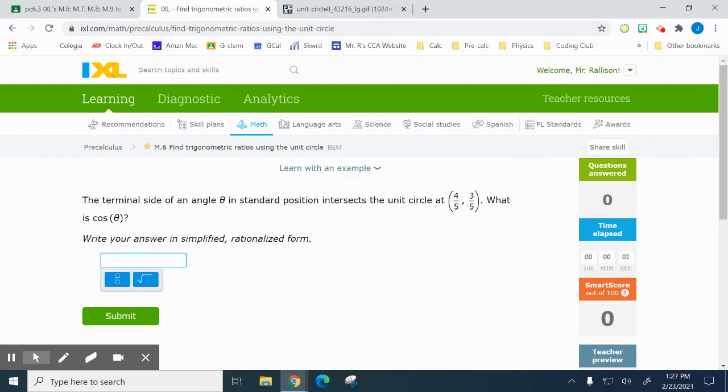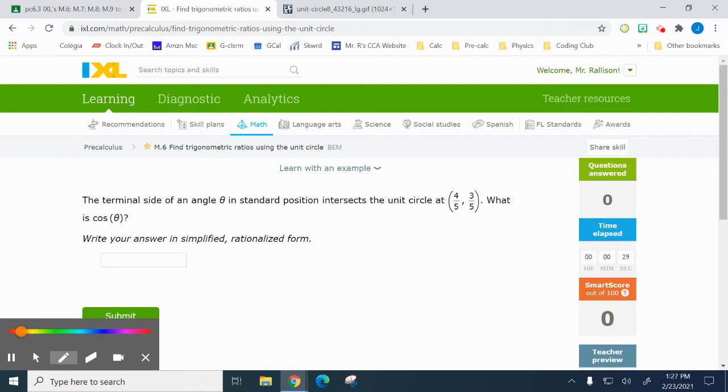The terminal side, okay, so there's a little bit of a language thing here, right? The terminal side of an angle, theta, in standard position intersects the unit circle at 4/5, 3/5. What is the cosine of theta? Okay, so let's just walk through this. There's just a couple things to walk through real briefly.